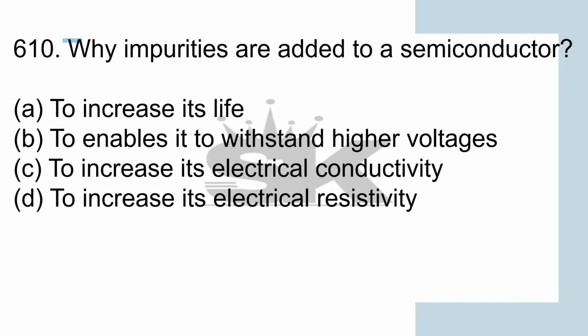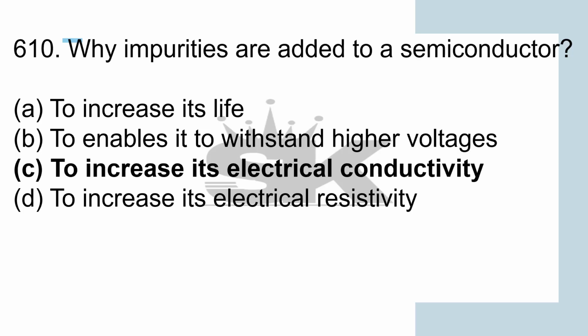Why are impurities added to semiconductors? There are two types of charge carriers in semiconductors: electrons and holes. Since conductivity depends on the number of charge carriers per unit volume, the conductivity increases. So impurity is added to increase the carrier concentration. So here the answer is to increase the electric conductivity.